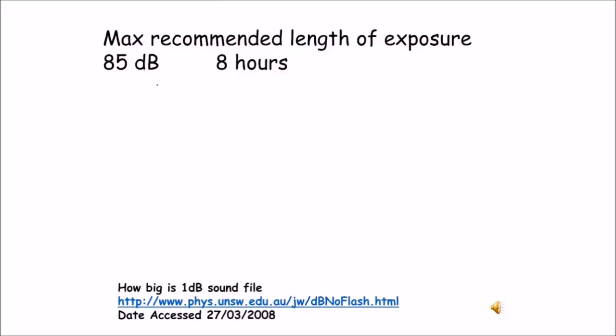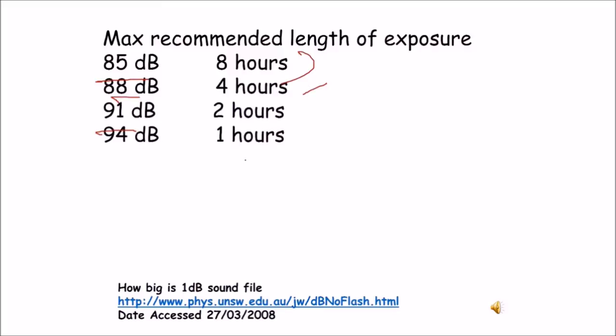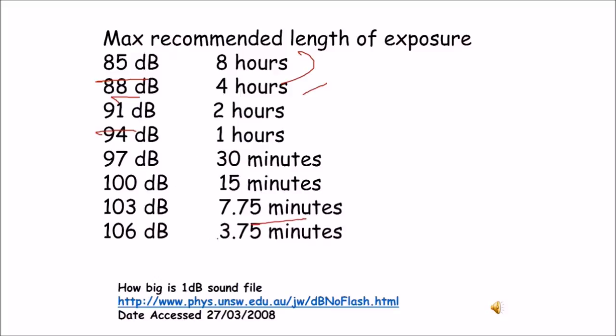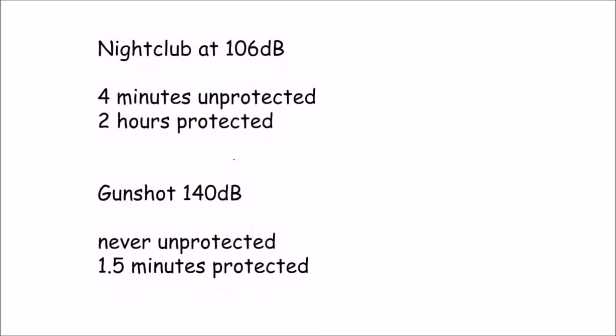Maximum recommended length of exposure: 85 dB only 8 hours, 88 dB 4 hours, 91 dB 2 hours, 94 dB 1 hour, 97 dB 30 minutes, 100 dB 15 minutes, 103 dB 7.5 minutes, and 106 dB 3.75 minutes. Only this minute. A nightclub is at 106 dB: 4 minutes unprotected, 2 hours protected.